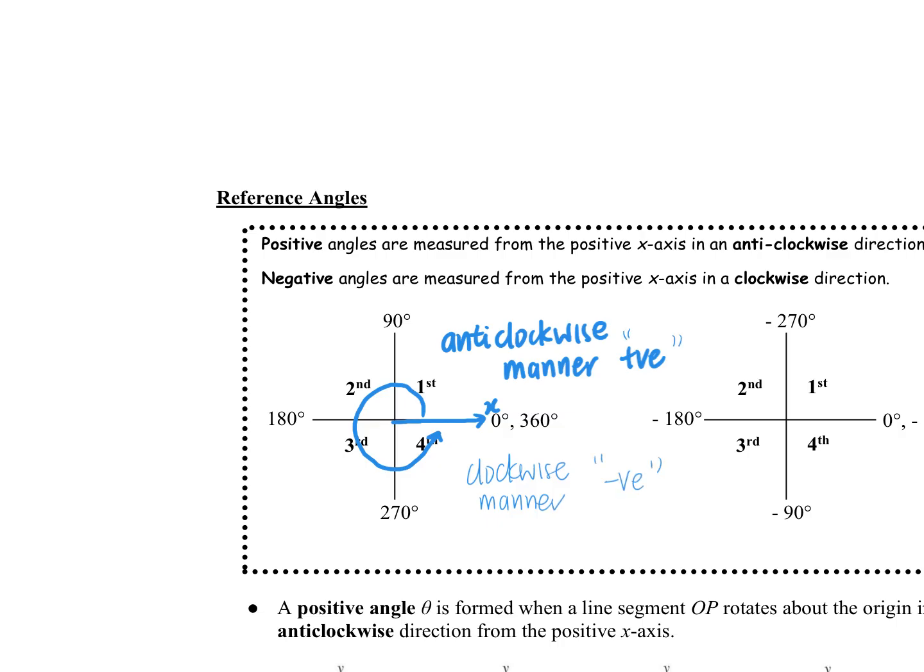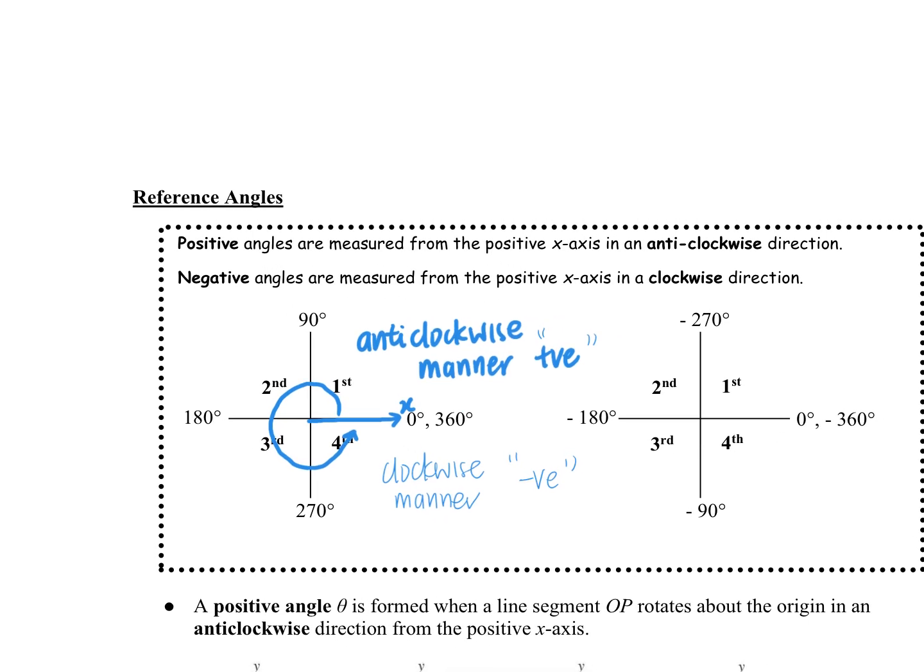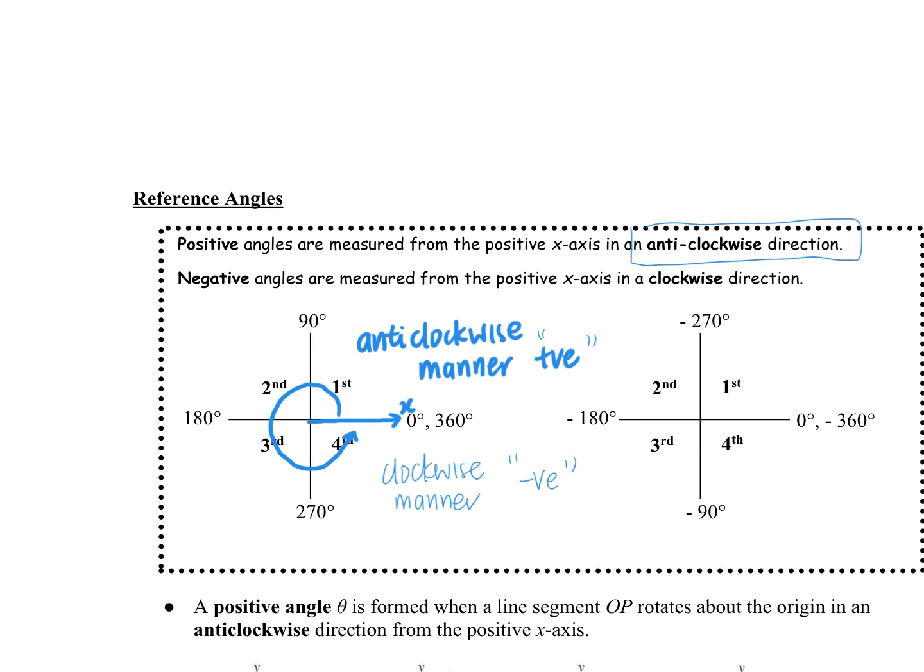Clockwise direction, it's a negative angle representation. Positive angle, it's anti-clockwise. Okay, so that means if I go in this direction, let's say minus 150. If I go in this direction, let's say 350 degree. So note the difference.